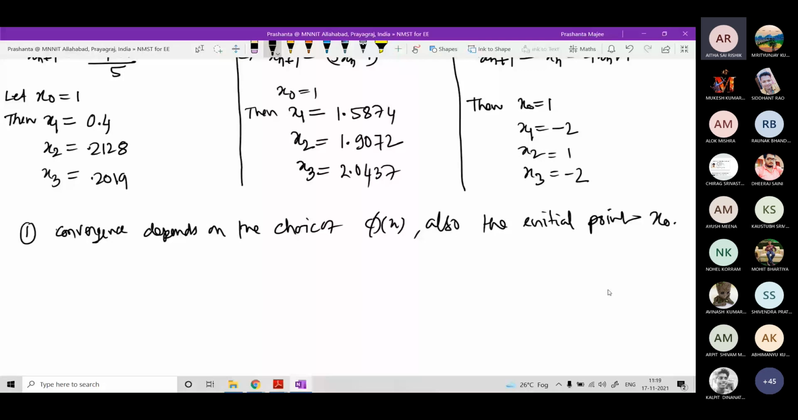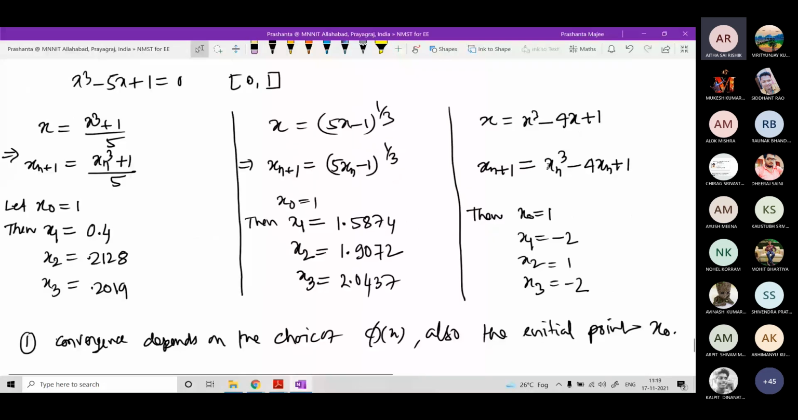Okay, can you tell me what will happen if you start with, in the second representation, let's say, 0.4 instead of 1? If we choose x naught equals 0.4, can you tell me what will be x1? Tell me at least one value. 1, sir. 1.